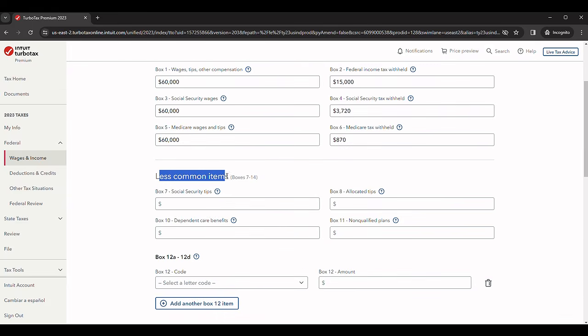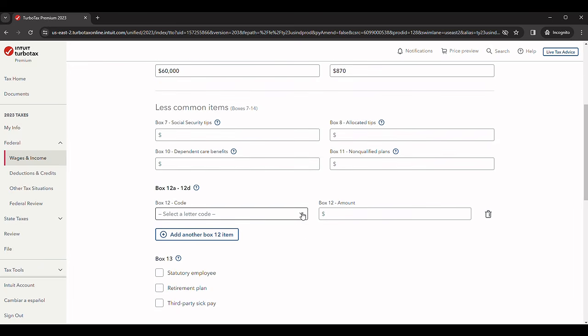This is less common. It's going to be for tipped employees. If you have something written there, just obviously input it. But in this situation, let's just say we don't.